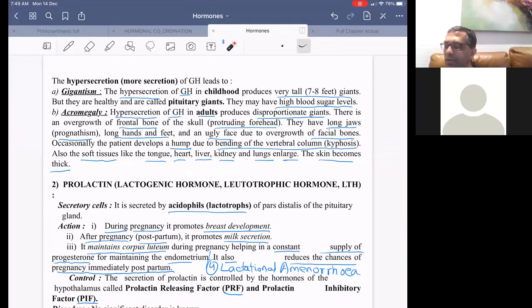So who's causing this? This is caused by prolactin. So prolactin is responsible for production of milk and also helps in breast development, milk secretion, maintains corpus luteum, and causes lactational amenorrhea. So this is it. We'll just take a stop here. I'll check my net and come back again.